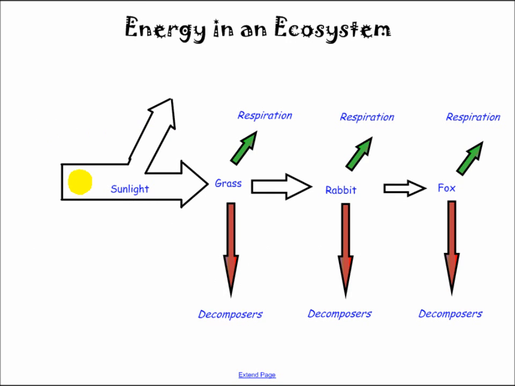In an ecosystem, the energy comes from sunlight. In this simple food chain, you can see that the energy is passing from the sunlight to the grass, to the rabbit, to the fox, and is losing energy along the way. Whenever energy is transferred from one form or from one system to another, some is always lost as heat.